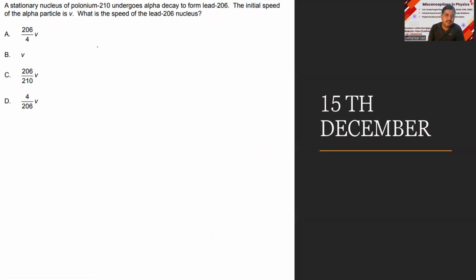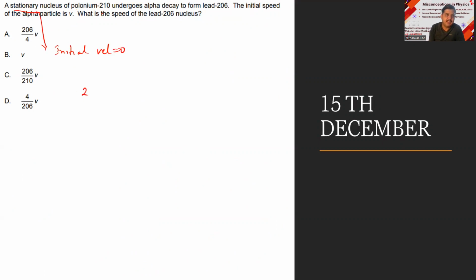Now this is again, especially for your DP1 students, when you look at it, you will feel we have not done anything on nuclear physics. How can you give a question like this? But in IB, I can give any question. The only thing is the concept should be seen. So a stationary nucleus, what does it say? Stationary means initial velocity is 0 of polonium.